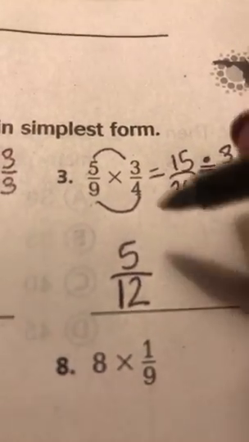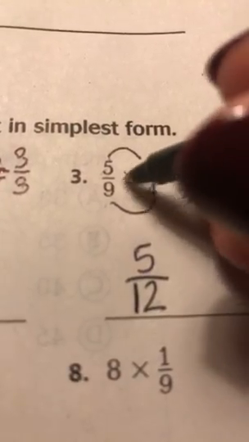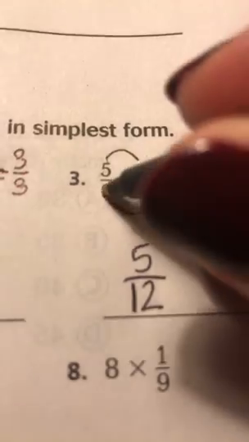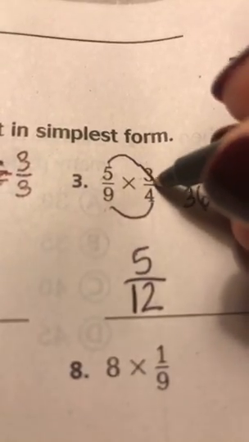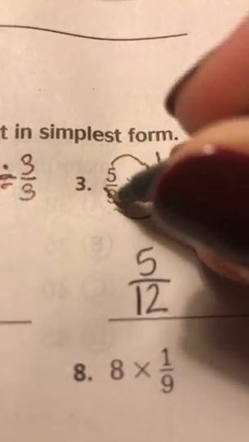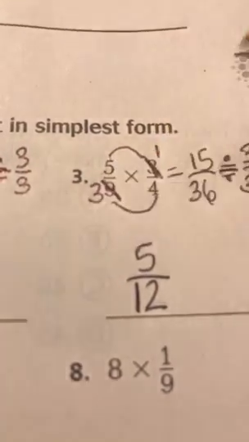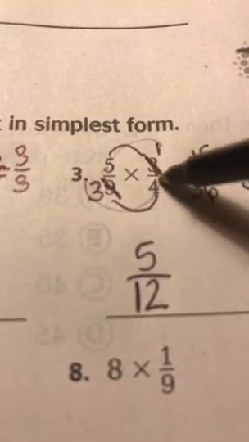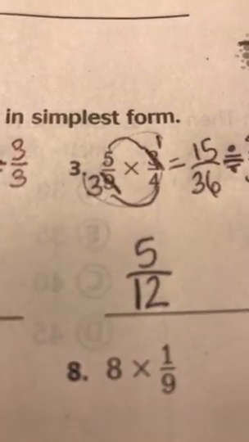Now, something you could do to save a little time is realize that when you cross multiply here, these share a common multiple, and I could have reduced right there and said 3 divided by 3 is 1, and 9 divided by 3 is 3, and you have the same answer. 5 times 1 is 5, 3 times 4 is 12. It would have saved you a step, but not all of us are there yet.